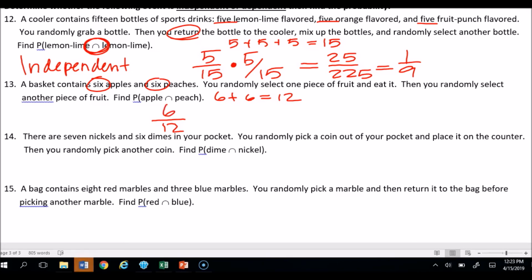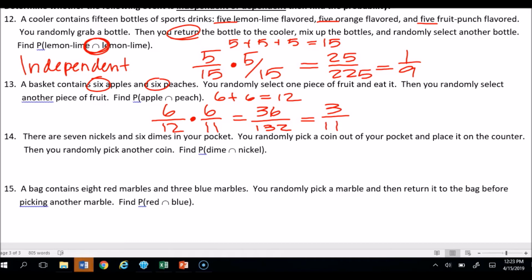Now, I ate the apple, so I'm not putting it back in the bag. So I only have 11 left in the bag. So I'm going to put 11 down here. But I still have 6 peaches in the bag, so that top number does not change. So here again, when we do this problem, we're going to multiply across the top, so that's going to give me 36. We're going to multiply across the bottom, that's 132, and then we're going to reduce that to get our final answer. That's 3 over 11.